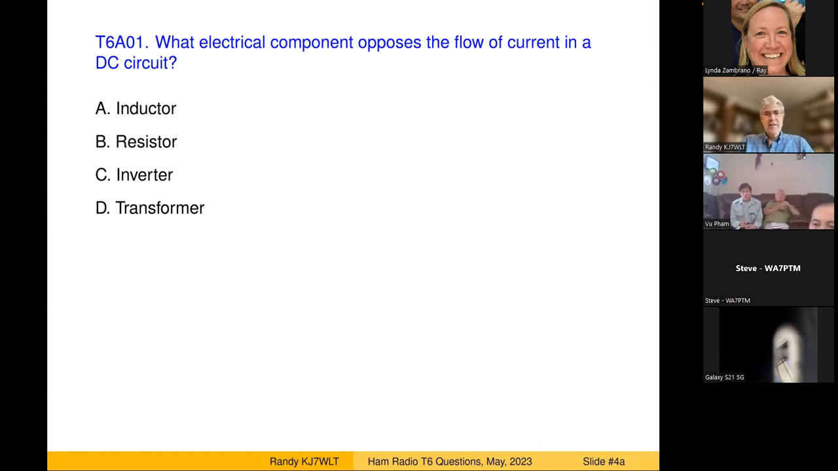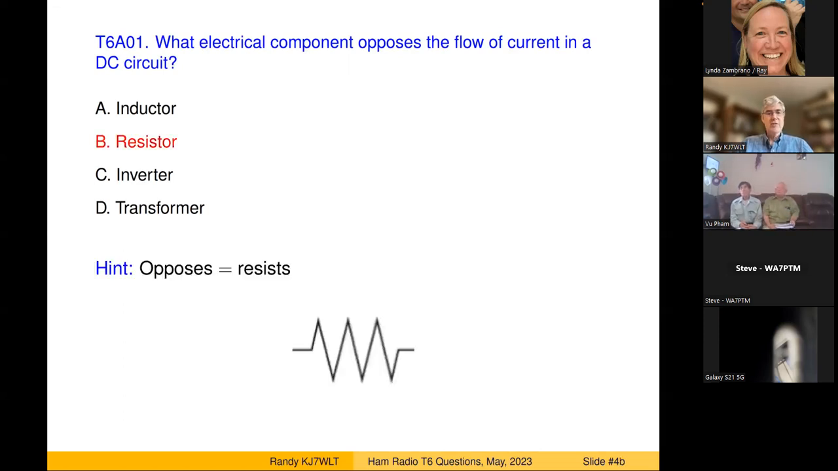So first of all, what electrical component opposes the flow of current in a DC circuit, just direct current? It's opposing the flow of current, and so it's called a resistor. And you can remember that because to resist means the same thing as to oppose. When current is flowing through a wire, there's friction of the electrons moving through the wire as it goes, and so it slows down, and that's the resistance.